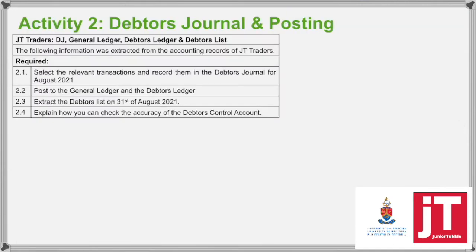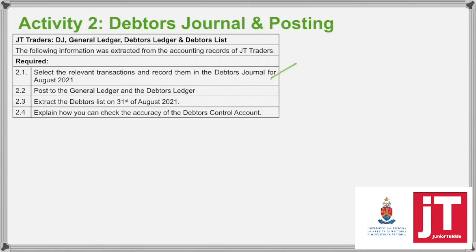So, activity 2. JT Traders. The following information was extracted from the accounting records of JT Traders. Select the relevant transactions to record them in the debtors journal, post to the general ledger and the debtors ledger, extract the debtors list, and explain how the accuracy of the debtors control account can be checked.